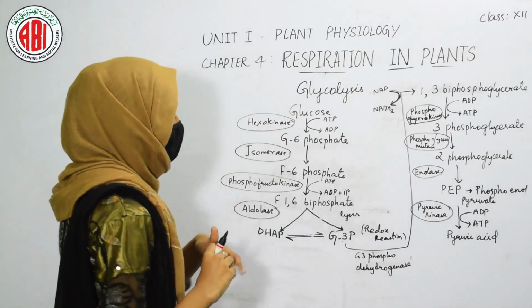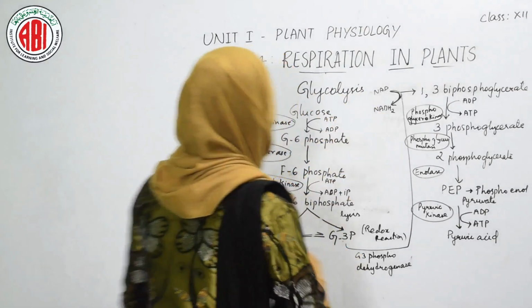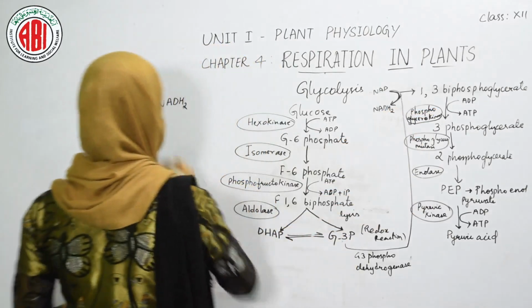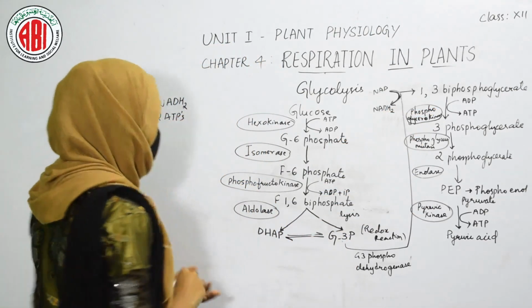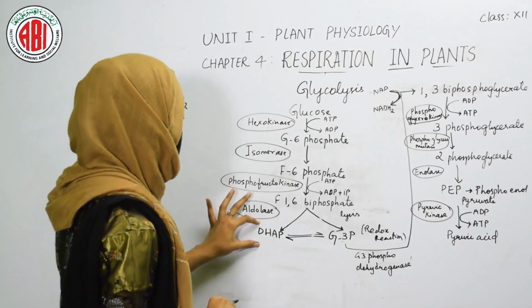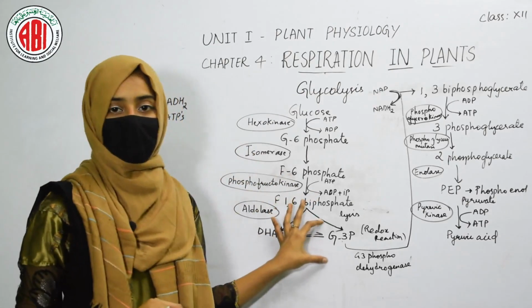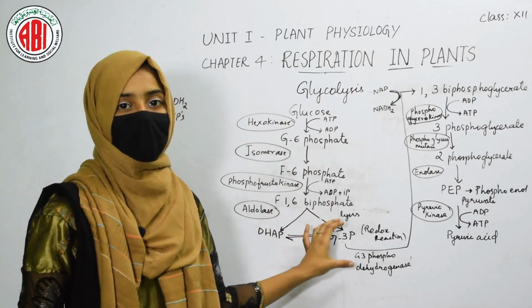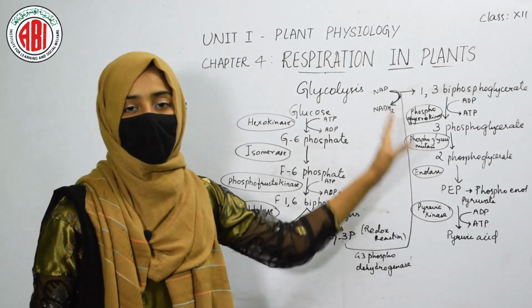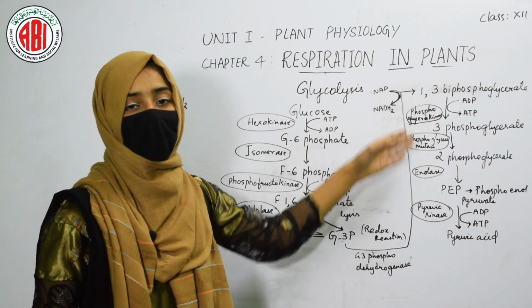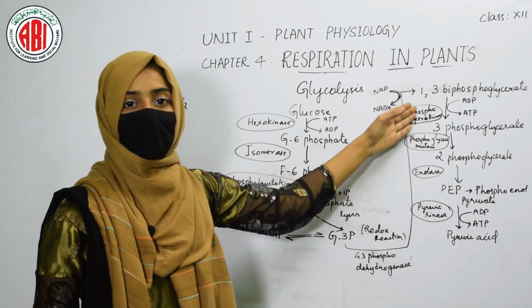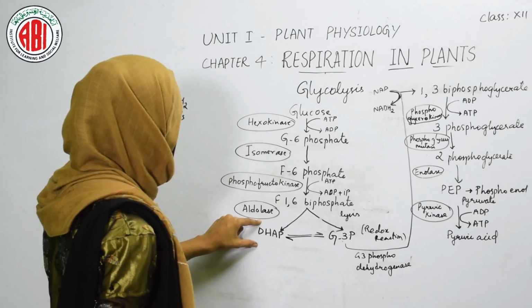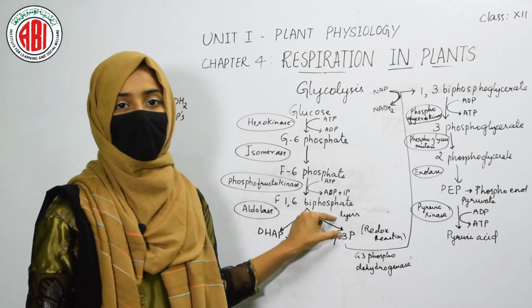So here 1 NADH2 gets generated and 2 ATP molecules get synthesized. Now as I said before, dihydroxyacetone and glyceraldehyde 3-phosphate are interconvertible compounds. So once the glyceraldehyde 3-phosphate undergoes the other reactions of glycolysis and results in the synthesis of reducing power and ATP molecules, again this dihydroxyacetone phosphate gets converted into glyceraldehyde 3-phosphate.